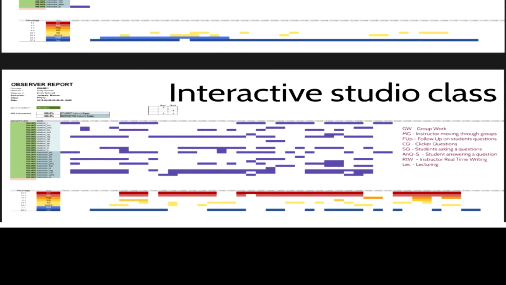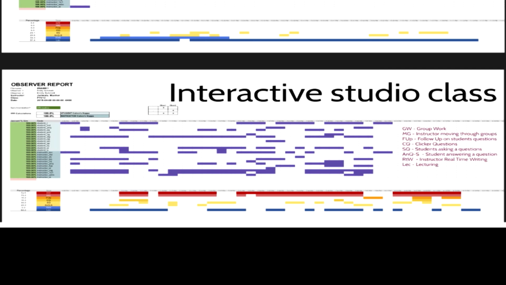Down below is a much more interactive studio classroom. This classroom has 9 tables of 9 in a flat classroom design, and the actions in the class are designed around a peer instruction protocol.